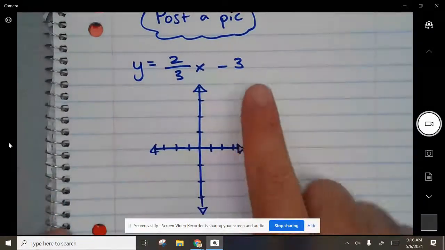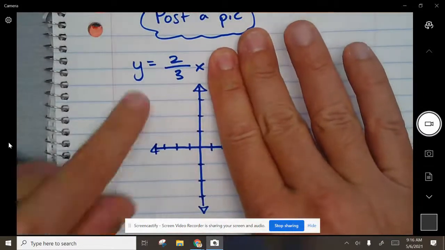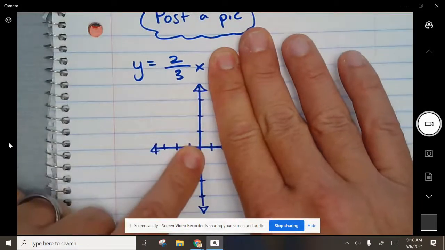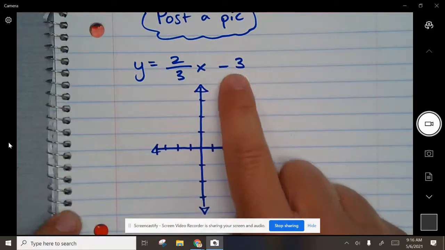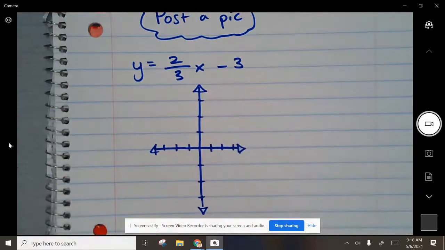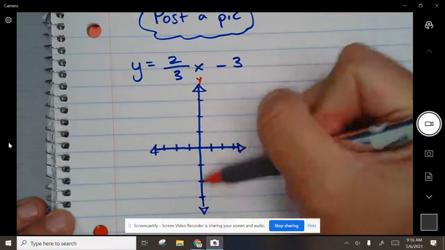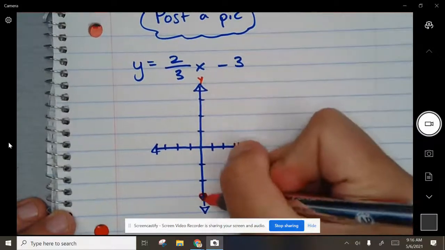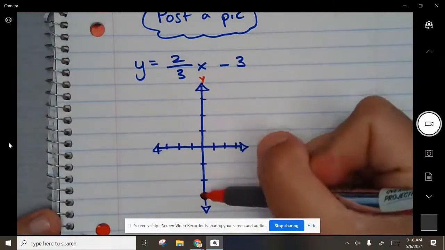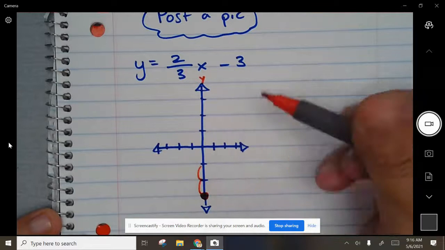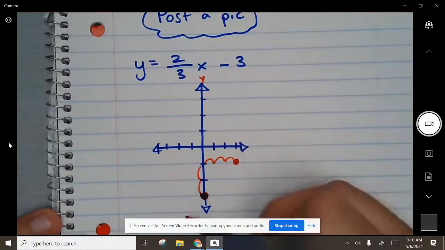In 7th grade, you did this without the y-intercept. The y-intercept in 7th grade was always 0. In 8th grade, we then give you the y-intercept as not 0, as something else. So now this y-intercept is -3, so we're going to go on the y. We know this is our y-axis. We're going to go to -3 and put a point. Then from there, we're going to rise 2, run 3, and put another point there.